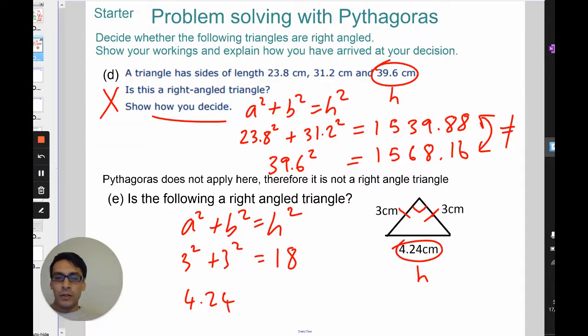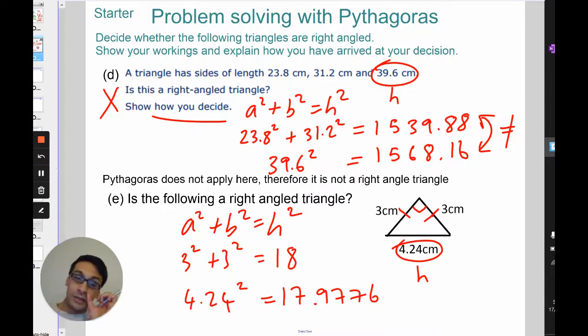4.24 squared equals, let's find out what that gives us. We get 17.9776. It is very, very, very close, but not exact. So it's really close to being a right angle triangle, but it's not working out here. So in this case, you can say that this is not a right angle triangle. It's just off by the tiniest amount. Okay.